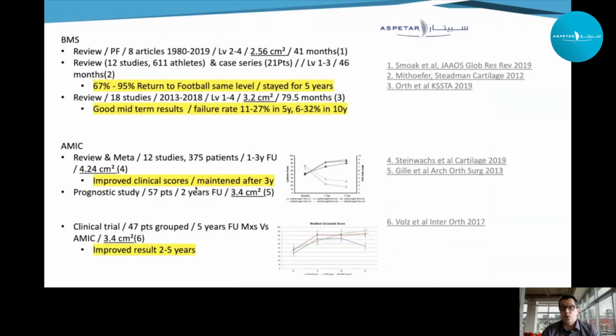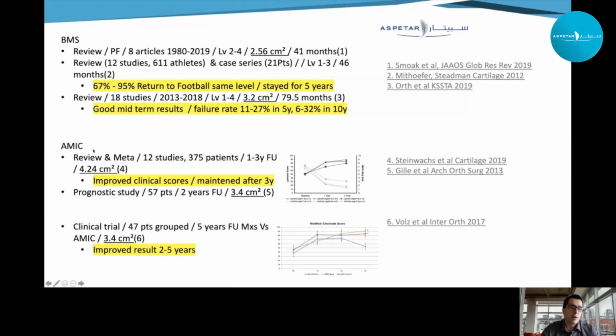There are a lot, of course, of publications supporting microfractures and AMIC, and it seems that although they do have good results in the mid and short term, the results are deteriorating for larger lesions down the line after 3 to 5 years. But I would stress the importance of being small lesions. These are very good techniques for small lesions.